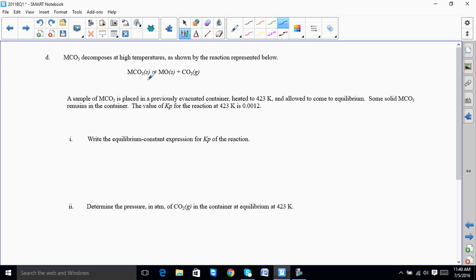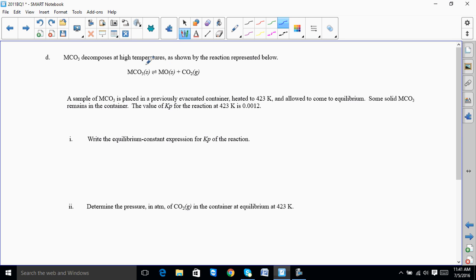MCO3 decomposes at high temperatures to this. If you guys remember your reaction rate stuff, and you might not, metallic carbonates when heated decompose into metallic oxides plus carbon dioxide. When I teach this, I always go, just think of carbonated beverages give off carbon dioxide gas. And so then the question is, a sample of MCO3 is placed into a previously evacuated container, heated to 423 K and allowed to come to equilibrium. Some solid MCO3 remains in the container. What is the value of Kp?